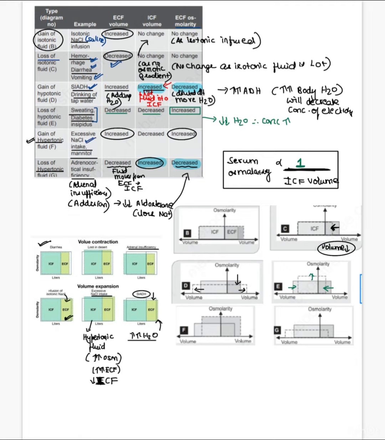Gain of hypertonic fluid like excess NaCl if you have given, guys. Excess hypertonic fluid, so ECF will increase, ICF will decrease, and if ICF decreases, serum osmolarity increases. You can remember like this, serum osmolarity is inversely proportional to ICF volume. Now see, loss of hypertonic fluid like adrenal insufficiency, Addison disease. So aldosterone decreased, so there is a loss of sodium. As a result serum osmolarity decreased, and this decreased serum osmolarity forces fluid to move from ECF to ICF, guys.